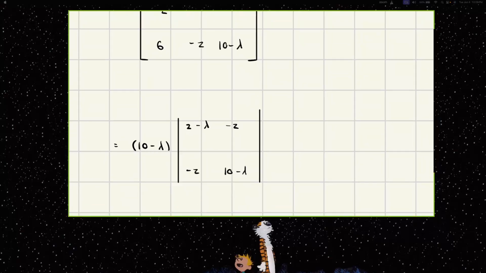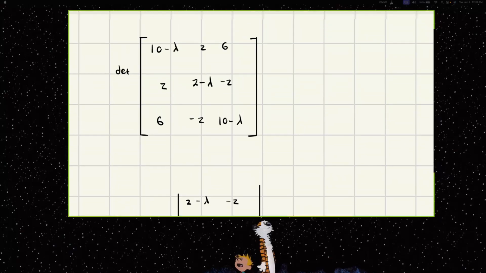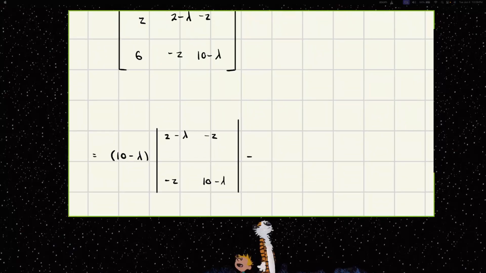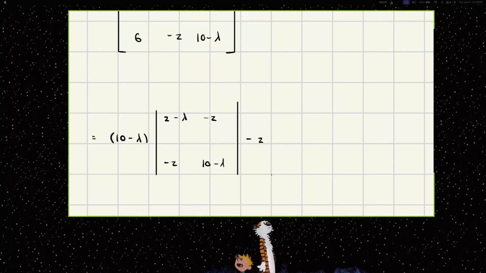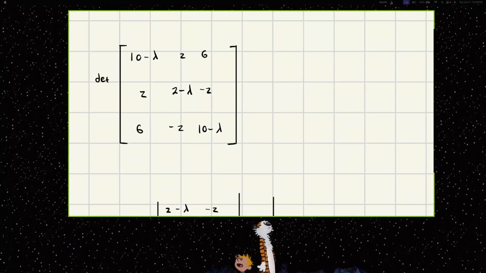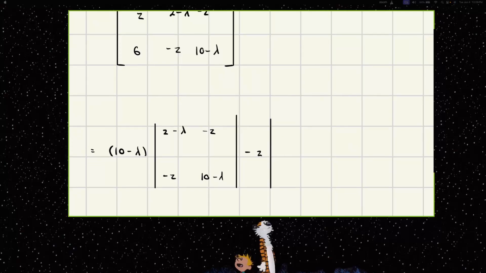Okay, and then now we're going to subtract the first element of the second column, the jth column, which is 2 in this case, so we have minus 2 times the determinant, and again, we're going to ignore everything in the second column and ignore the first elements of the first and third column, and then just put everything else. So we'll have 2, negative 2, 6, and 10 minus lambda.